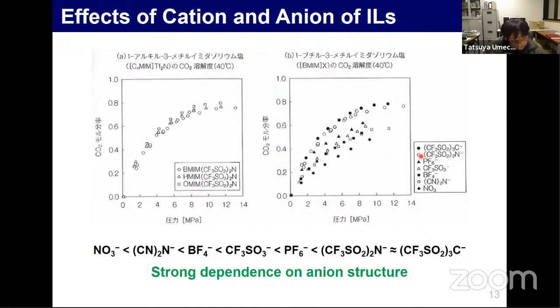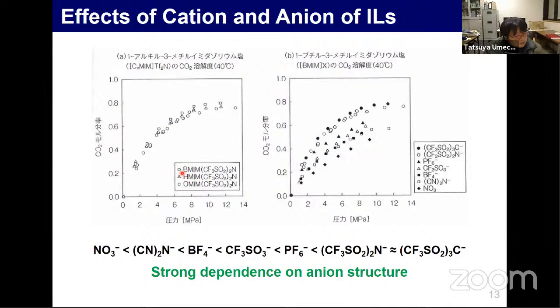Not all ionic liquids are excellent in the physical absorption of carbon dioxide. The left figure is the result of the physical absorption of carbon dioxide with three different ionic liquids. The horizontal and vertical axes of this figure are partial pressure in gas phase and the concentration of gas absorbed, respectively. The ionic liquid anion is the same. The ionic liquid cation is 1-alkyl-3-methylimidazolium. The alkyl groups are different.